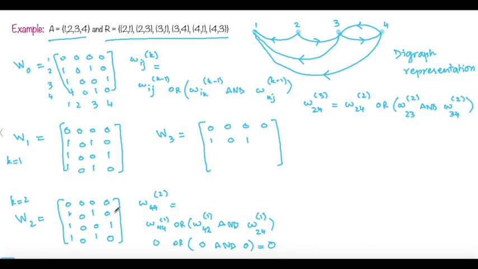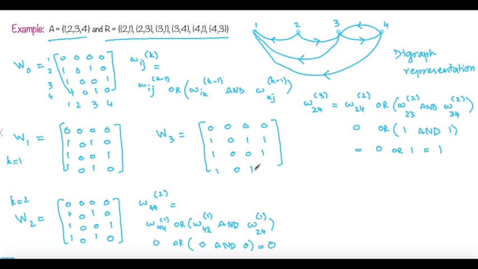What is W24 of 2? So 2 and 4, this is 0. Or what is W23 of 2? So 2 and 3, this is 1. What is W34 of 2? So 3 and 4, this is 1. So this is equal to 0 or 1, which is 1. Therefore we write a 1 here.